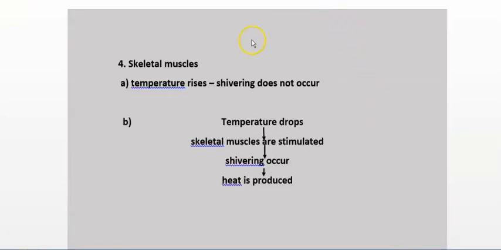Okay, now skeletal muscles. We see how our skeletal muscles can maintain the body temperature. When the skeletal muscles shiver, they produce heat. So that's how it keeps the heat in the body. When the temperature is high, shivering does not occur. We only shiver when we feel cold. So when we shiver, heat is produced in our body.